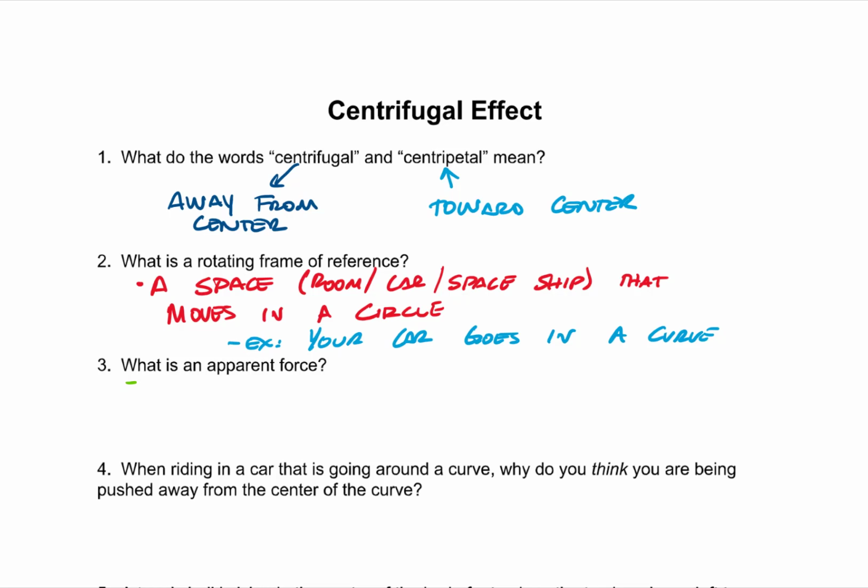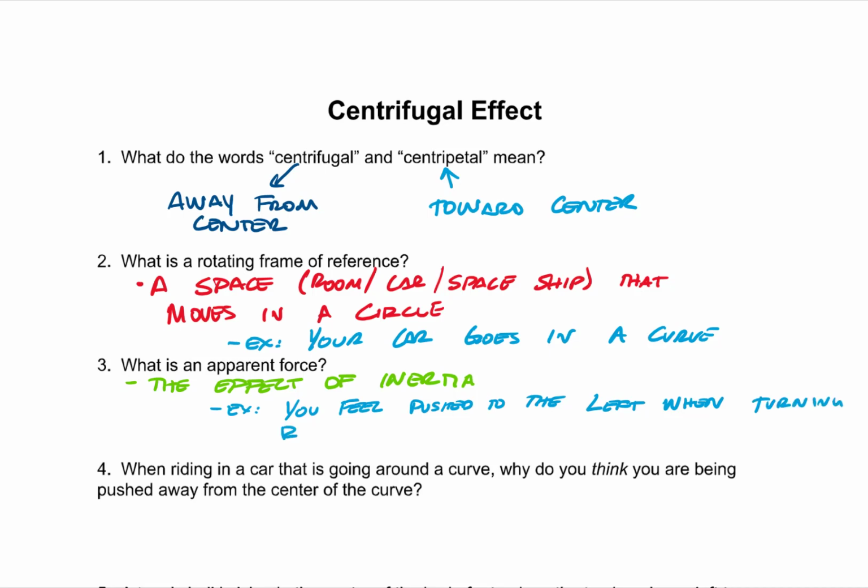An apparent force happens when you're inside of a rotating frame of reference. It's that force you feel that pushes you to the outside. It is the effect of inertia. It's not a real force, it's an effect. So you feel pushed to the outside, or to the left, when your car turns right. That is an apparent force, but it's the effect of inertia.